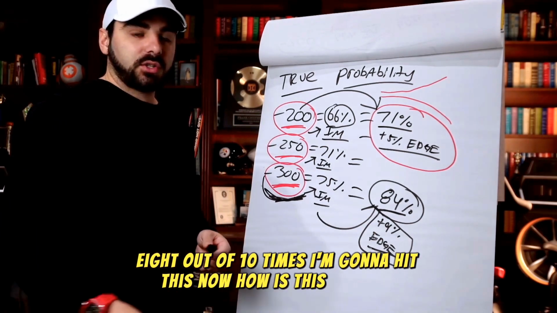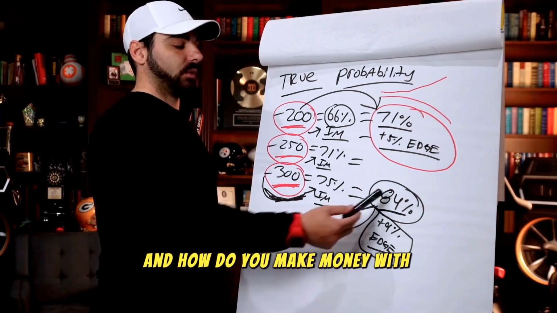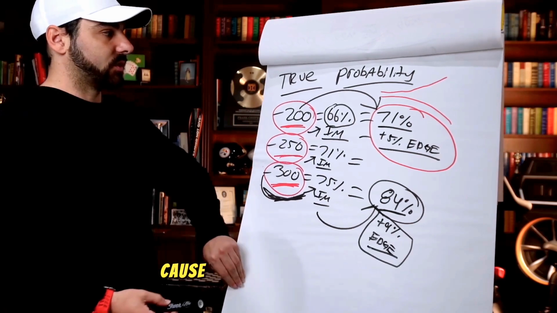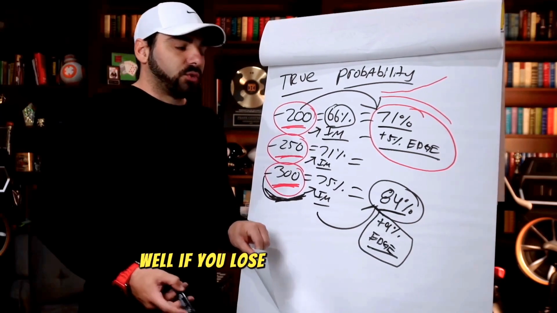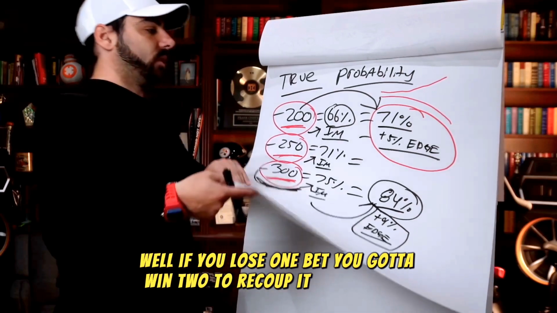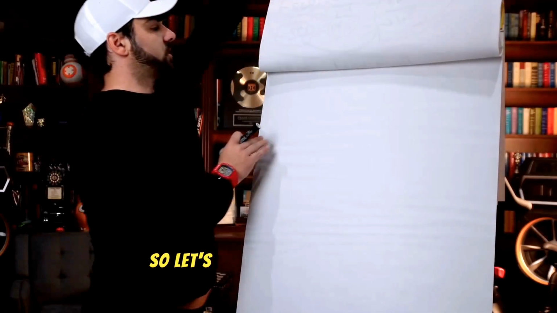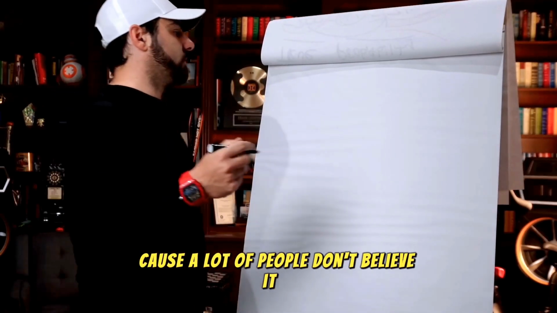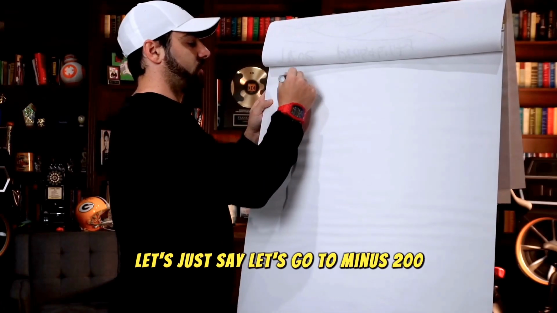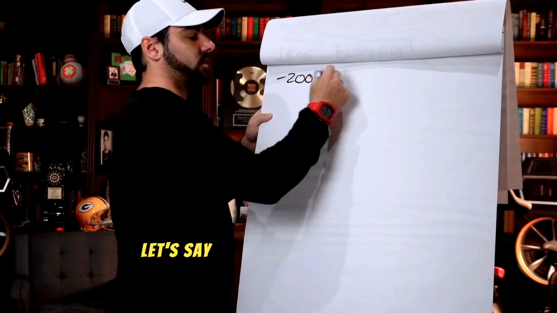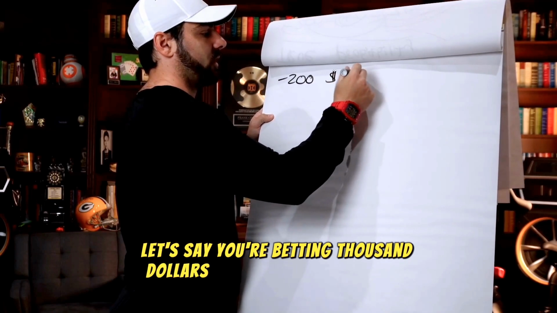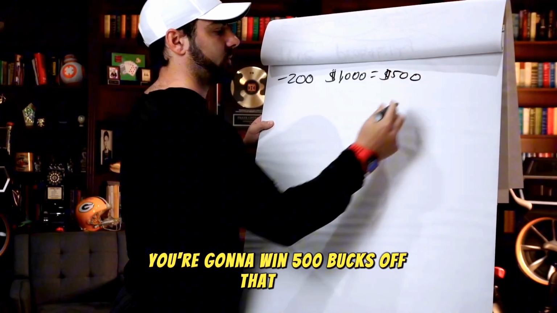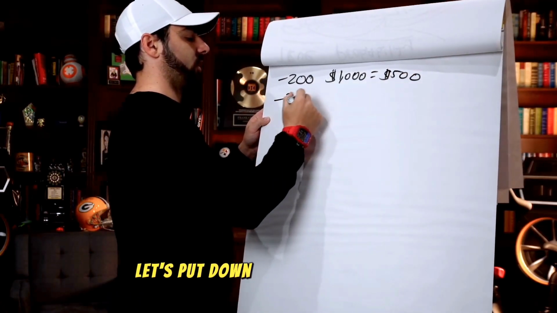Now, how is this possible, and how do you make money doing this? I'm going to show you guys that as well. So many people are like, well, if you lose one bet, you got to win 2 to recoup it. So let's show you how that's possible, because a lot of people don't believe it is. Let's go to minus 200 for an example. Let's say you're betting $1,000. What are you going to win there? You're going to win 500 bucks off that. Let's put down 4 of those games.